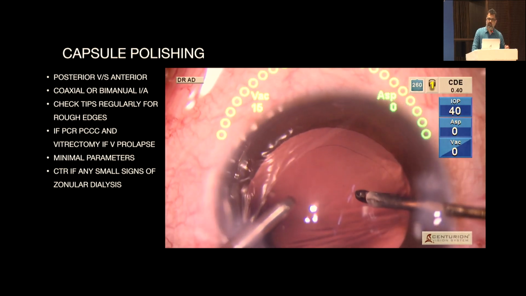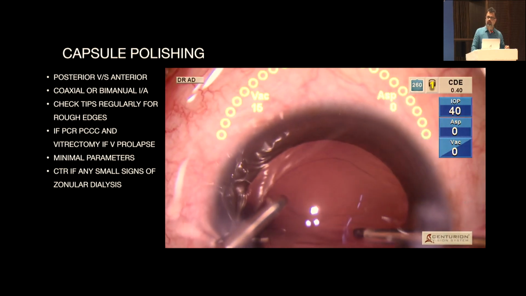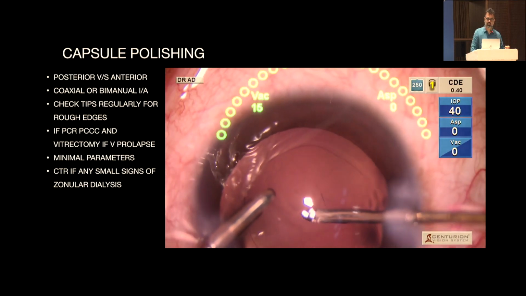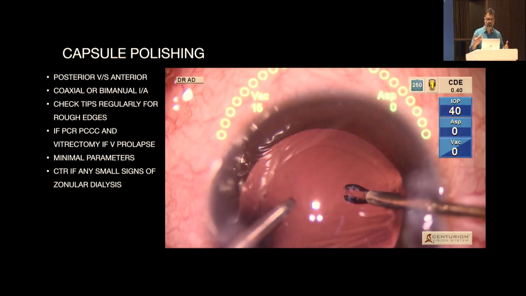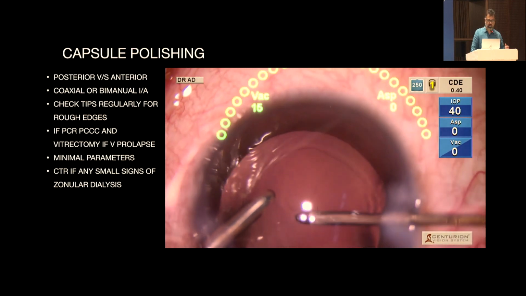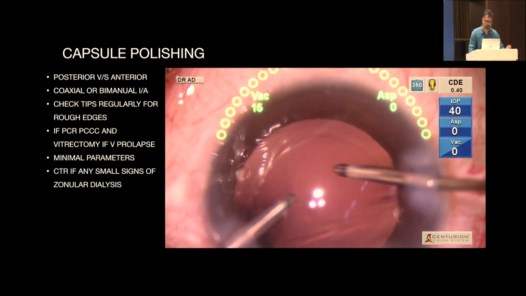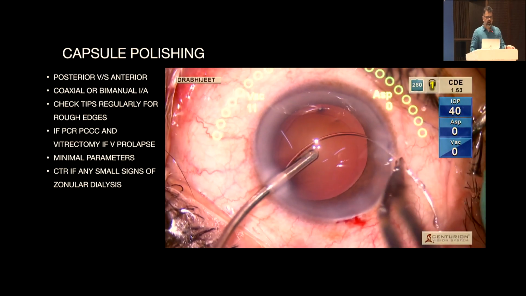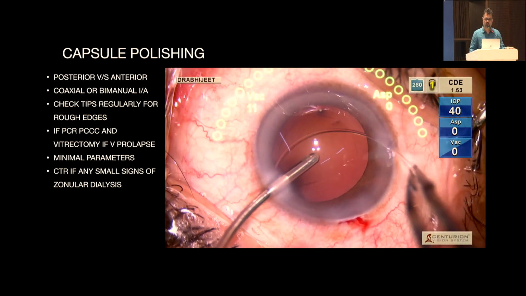If you find any small signs of zonular weakness or dialysis, so that's when you're polishing and you see any movement of the bag, you would put in a zonular CTR to prevent any future problems for the bag. And these are the patients who do very well otherwise.